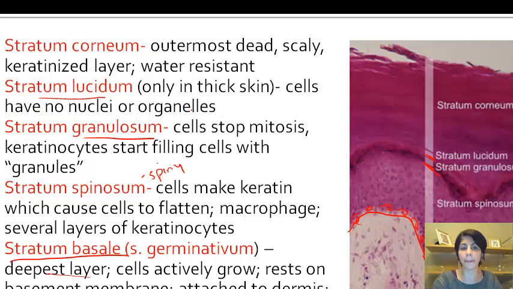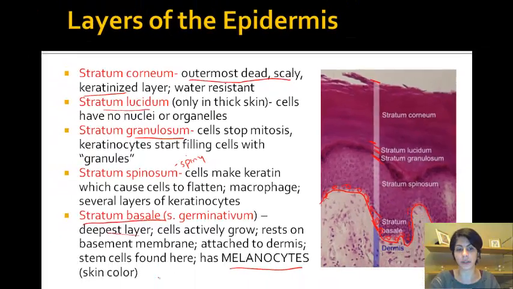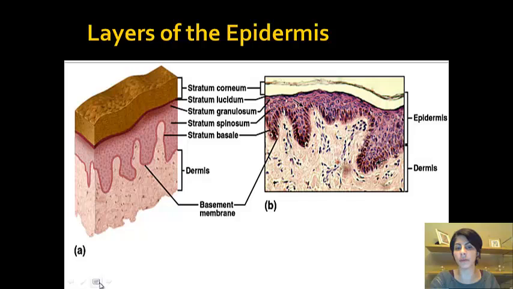Stratum lucidum is found only in thick skin, and this is a place where cells do not have nuclear organelles, and they're getting almost completely full of keratin. Stratum corneum, in several places, like your palms and your body, is where you're going to find the thickest layer, the outermost, dead, scaly, keratin-filled layer. It's water resistant, not waterproof. Here's a nice picture that goes along with all of them, redefining the basement membrane. Stratum basal, spinosum, granulosum, lucidum, again only in thick skin, and corneum.